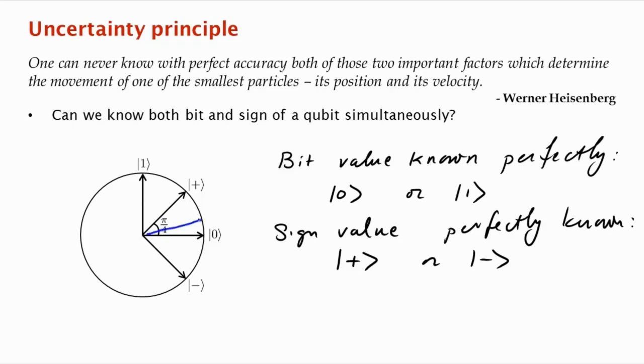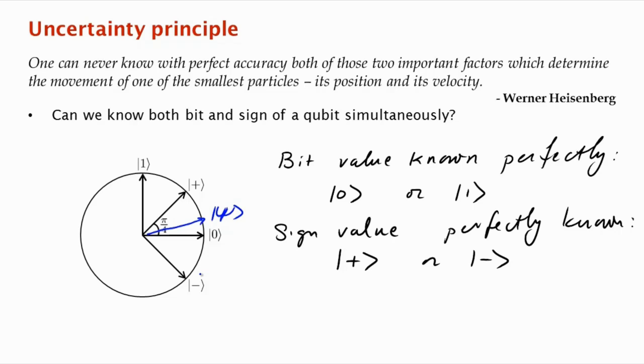So now, if you have a state psi, as it tries to get closer and closer to either 0 or 1, it gets farther from plus and minus. So for it to be close to 0, it's got to make at least a 22.5-degree angle with both plus and minus. Same thing for 1. If it's close to 1, it's got to make at least a 22.5-degree angle with plus and minus. This gives us an uncertainty principle. You cannot perfectly know both the bit and the sign value.